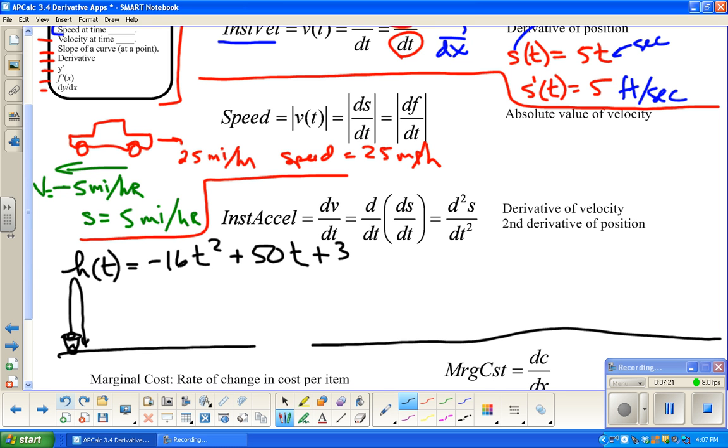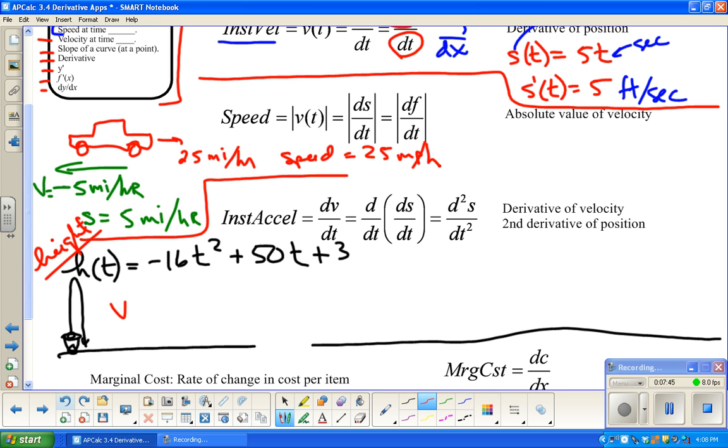This negative 16 comes from half of negative 32, which is the acceleration due to gravity in feet per second squared. And for all of you physics folks out there, you're going, oh yeah, yep. And if not, then that's okay. I just told you what it meant. All right, so this is the height at any time that I put into this.